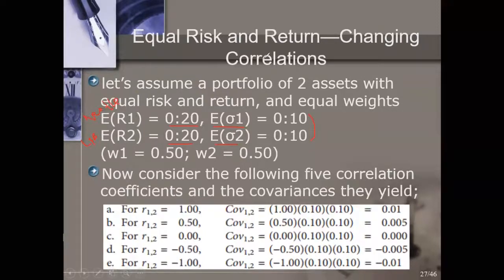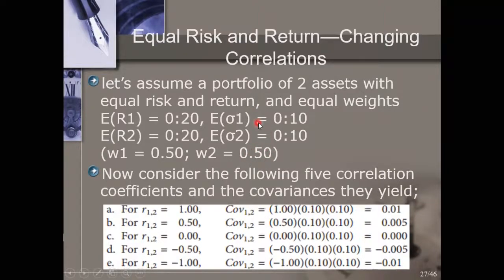Further, we are supposing that we will allocate 50% of our wealth in asset 1 and 50% of our wealth in asset 2. So whenever we are allocating the weight, the weight of asset 1 is 50% and the weight of asset 2 is 50% as well.